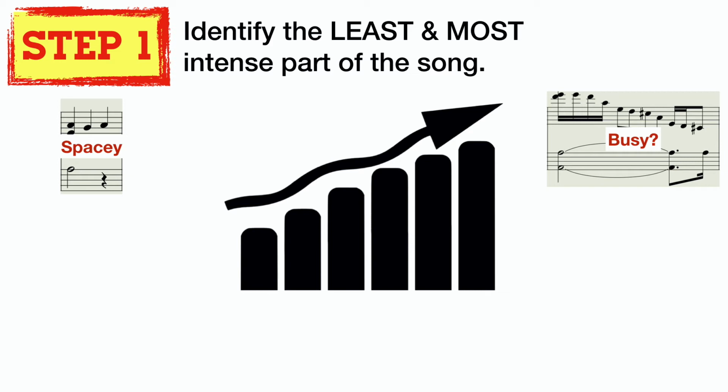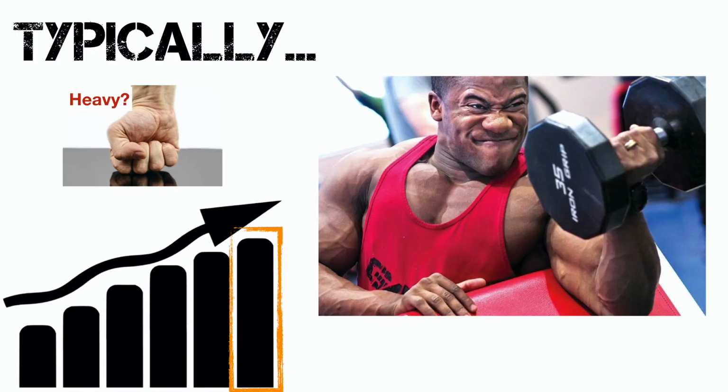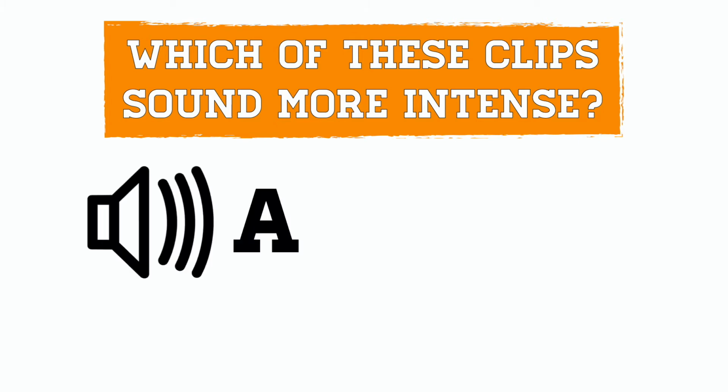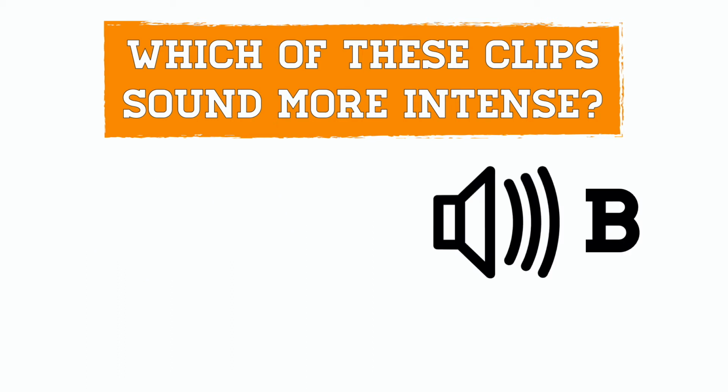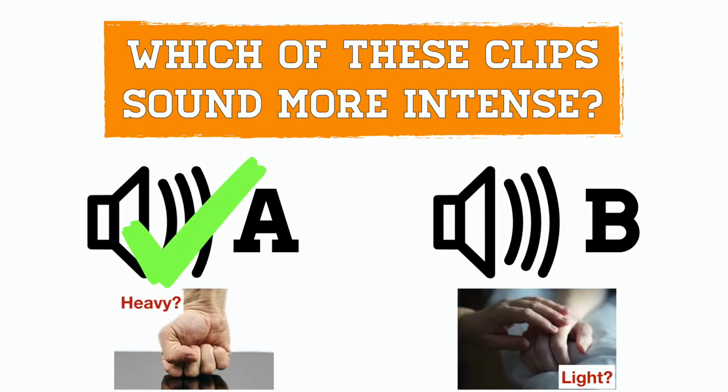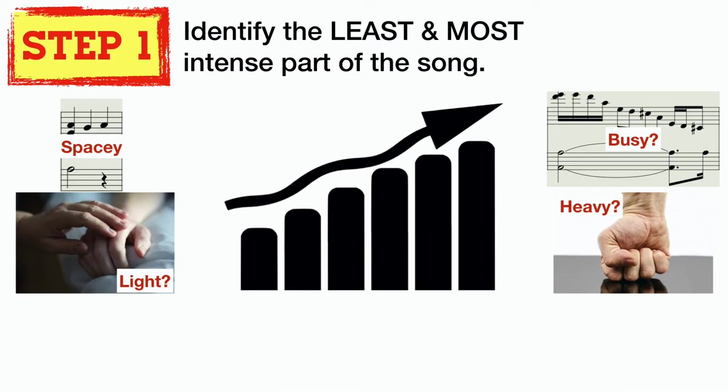The next way is to find out whether the musician played the segment in a very heavy manner or a light manner. Let's hear these two sound bites again. If you choose A, you're right. This is because the strength used by the musician to play these notes is heavier than the other clip. Typically, when more strength is used to play a sound clip, the more intense it is perceived to be.